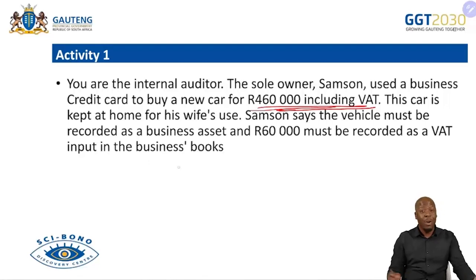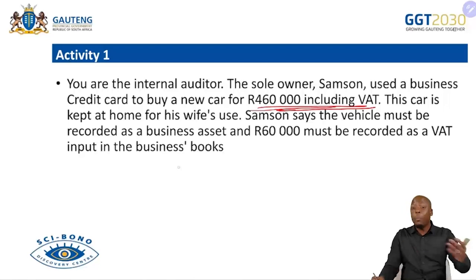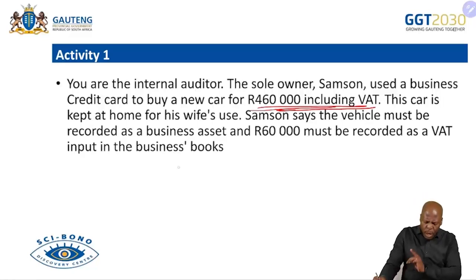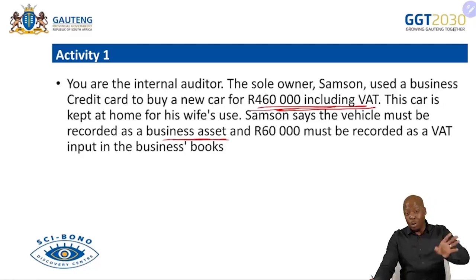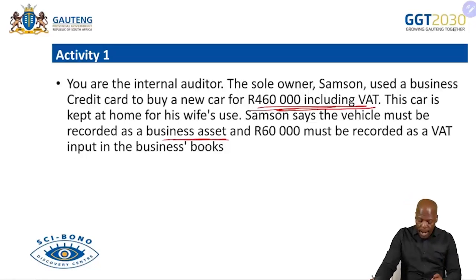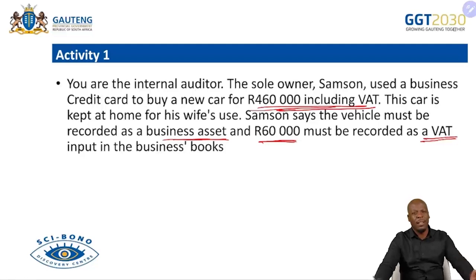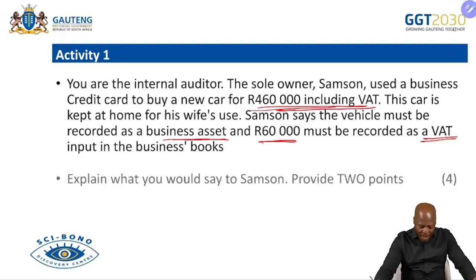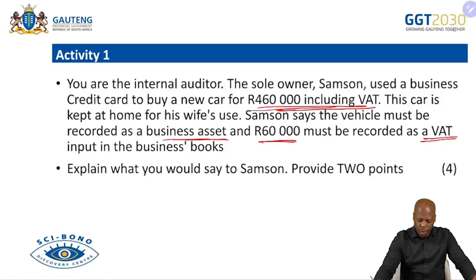Why did he buy the vehicle? Was it to use it in the business or for personal use? He bought it for his wife, so this is for personal use. Okay, it has nothing to do with the business. But Sampson says the vehicle must be recorded as a business asset, even though it is not a business asset. But Sampson wants it to be recorded as a business asset. And 60,000 rands rather, must be recorded as VAT input into the books. Already you can see something is not right. Okay. Explain what you would say then to Sampson and provide 2 points.